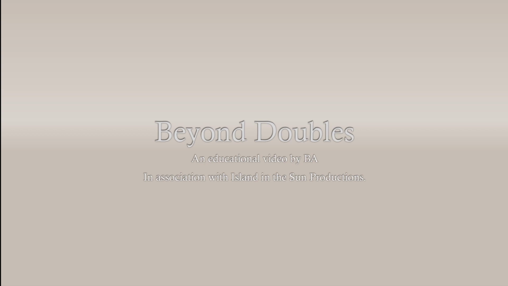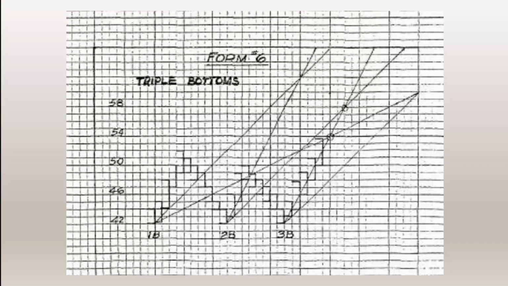We're going to revisit an old friend here, double and triple bottoms. This is an old reproduction of Gann's showing triple bottoms from his master courses. 1B, 2B, 3B. That is for bottoms: one bottom, second bottom, third bottom.